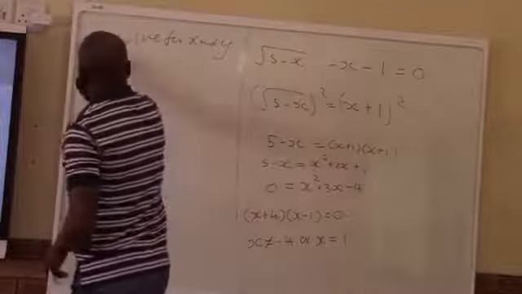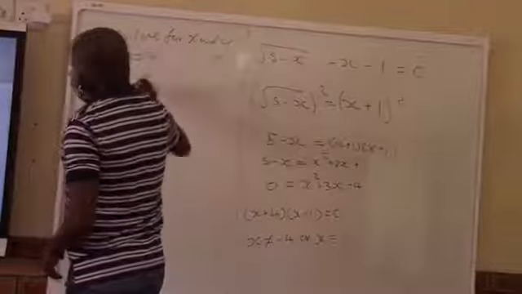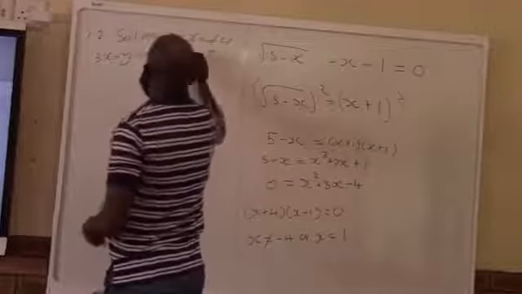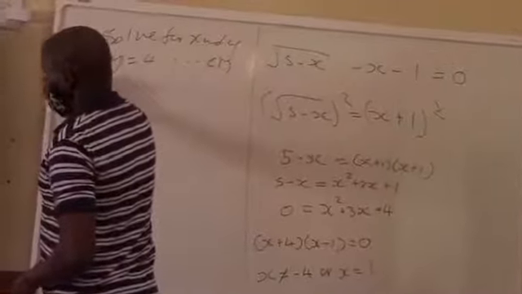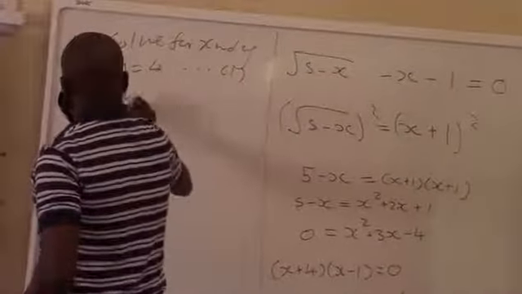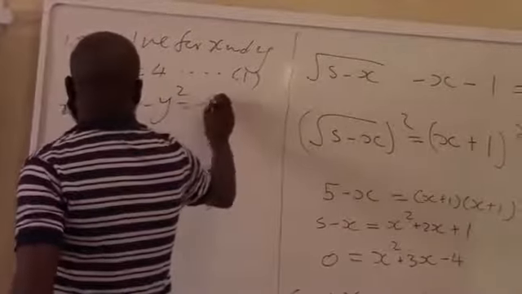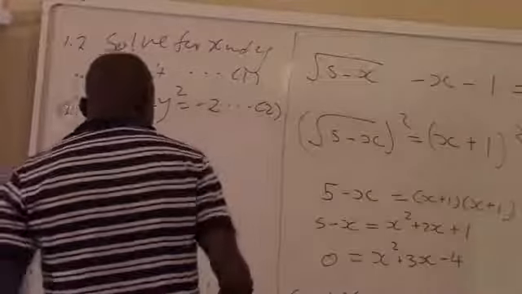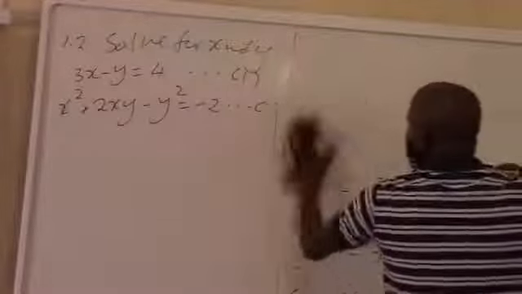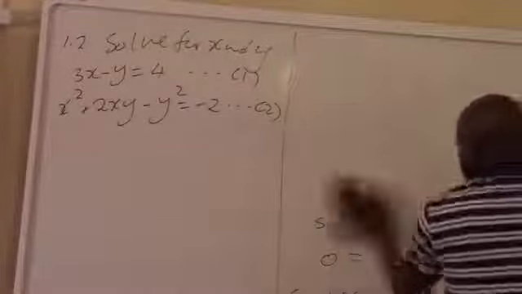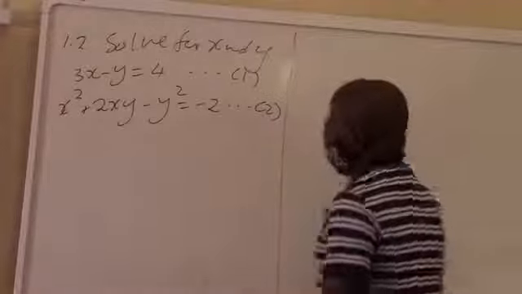They've given us 3x minus y equals 4, and this one we can name equation 1. The other equation is x squared plus 2xy minus y squared equals -2. We can name this equation 2. So when we name it equation 2, it means that now we can have one as the subject of the formula.